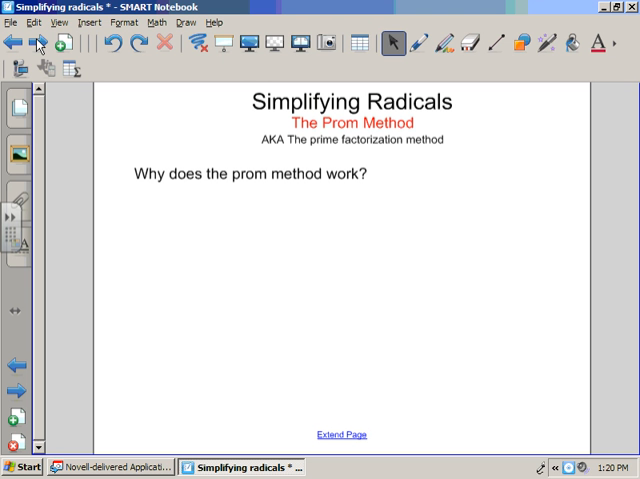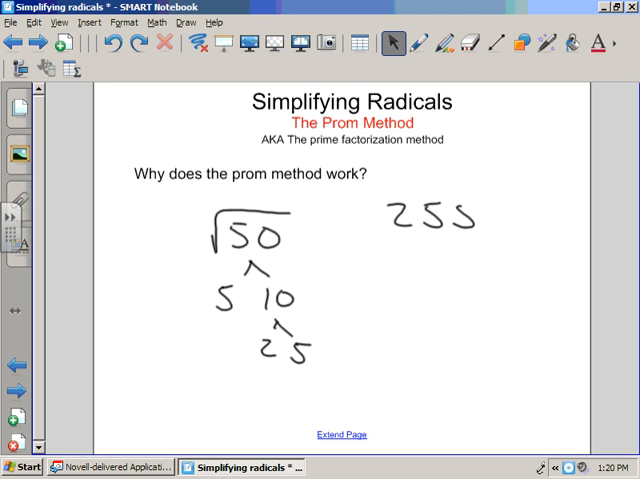All right, why does the prom method work? Well, let me go back to the square root of 50. I have this square root of 50, and I break it into its primes, 5 times 10, 2 times 5, writing it as 2 times 5 times 5. Notice what I've got. I'm grouping these things together, so I've got a 2 that stays here. I also have this 5 and this 5. Well, what's 5 times 5? It's 25. Because these two numbers are identical, when I multiply them together, I'm going to get a perfect square.